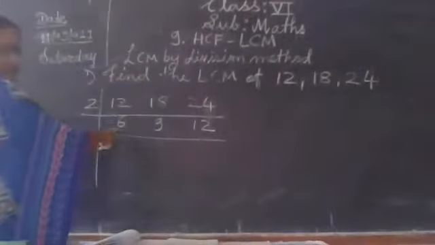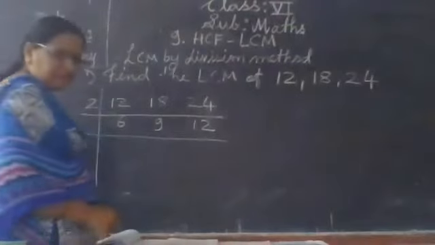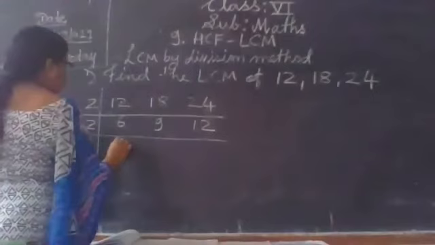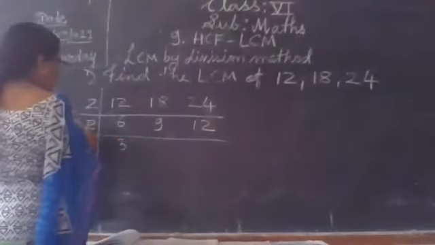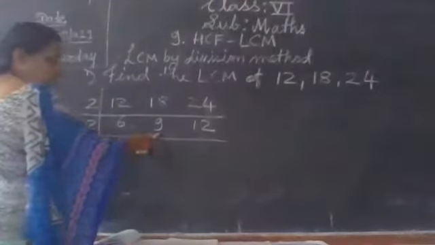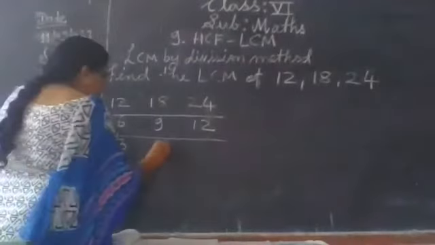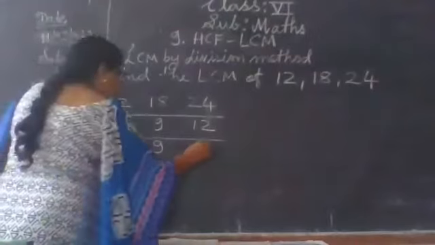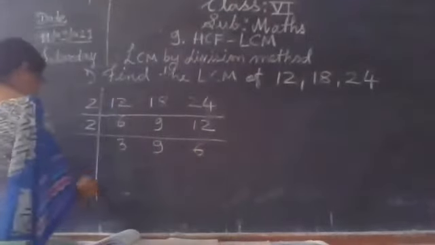Again, we will take 2 because 6 and 12 are even numbers. 2 threes are 6. 2 sixes are 12. So write down 9 as it is. Why? Because 9 is not divisible by 2.